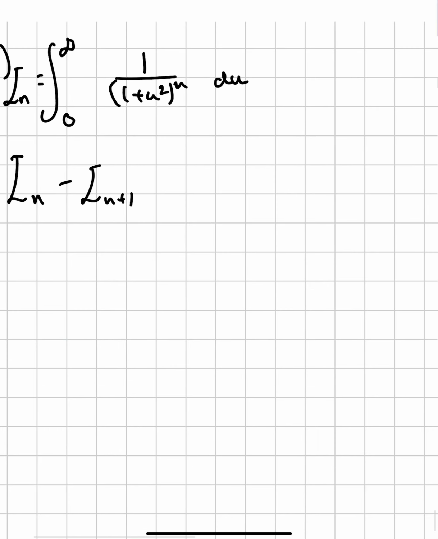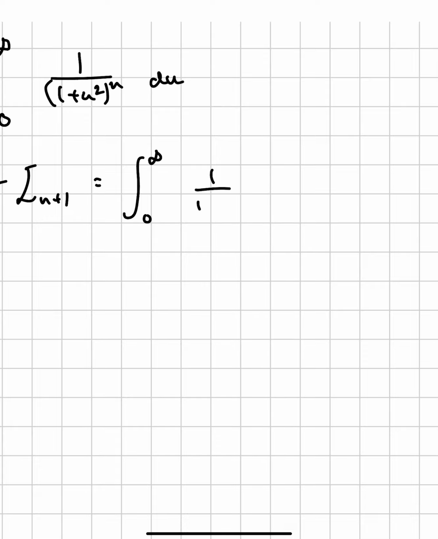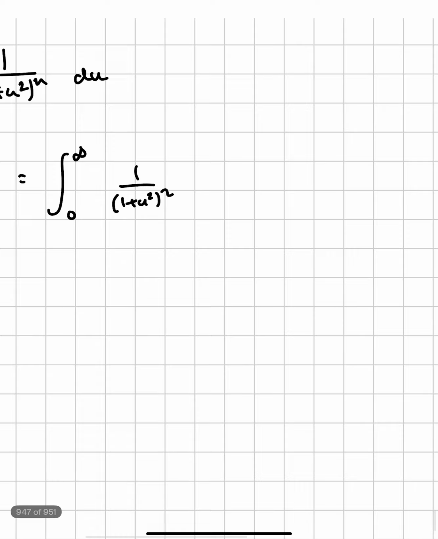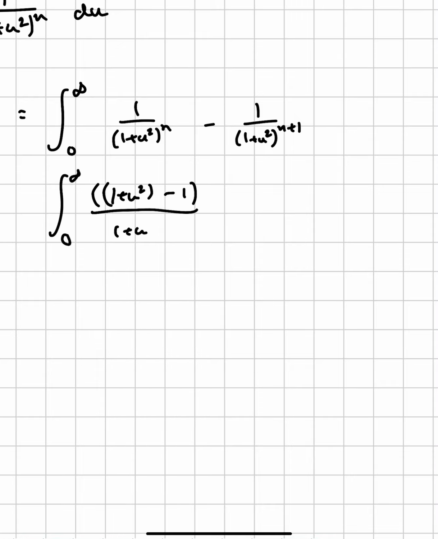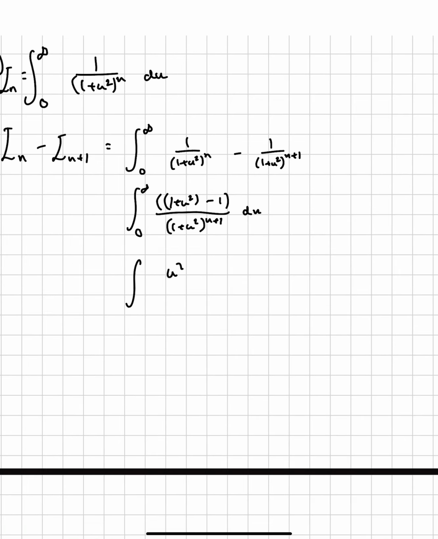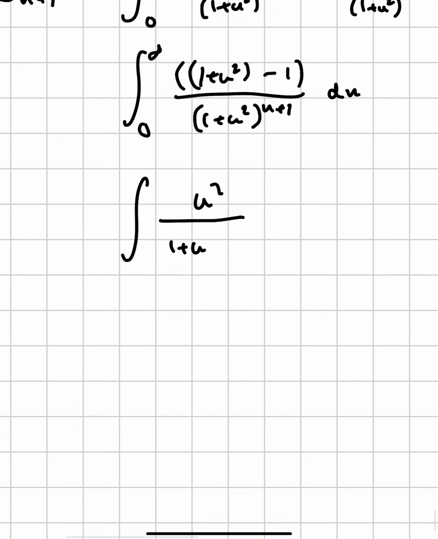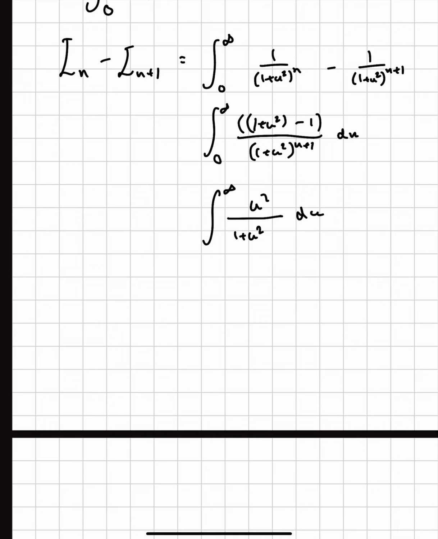Okay, so we have the integral between 0 and infinity of 1 over (1 plus u squared) to the n, minus 1 over (1 plus u squared) to the n plus 1. Now we want to be able to subtract these, so we want the same denominator for each. So this would be (1 plus u squared minus 1) over (1 plus u squared) to the n plus 1 du, which we know will simplify to u squared over (1 plus u squared) to the n plus 1 du, between 0 and infinity.